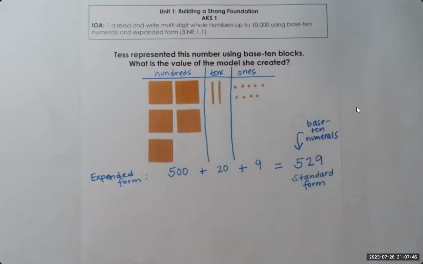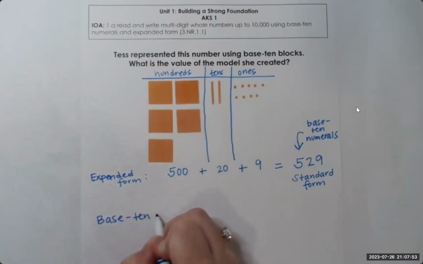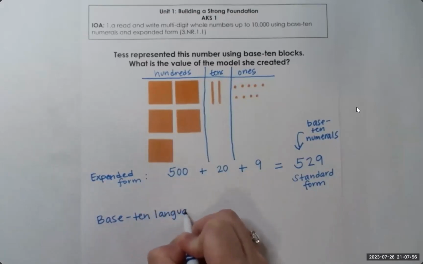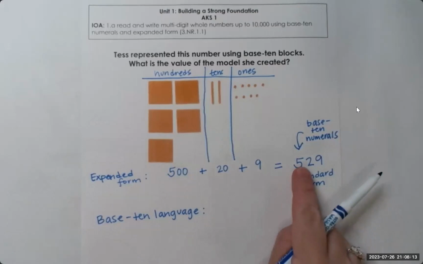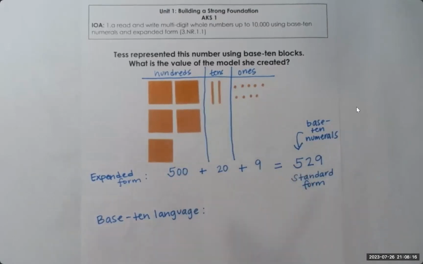Now, another way that I may represent this number is using what is called base 10 language. With my base 10 language, I am just going to write the digit and the place that that digit is in. Now, it is very helpful to think about how I've written this number in expanded form. So if I have a 5 in my hundreds place, that digit is worth 5 hundreds. So I'm going to write out 5 hundreds.